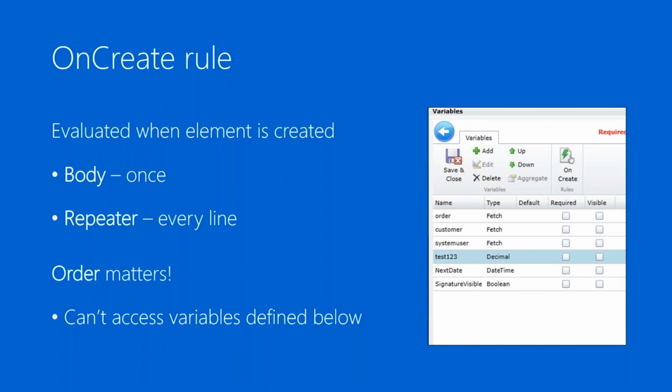In repeater, it's a little bit different. For every line of the repeater which is drawn on the report, the variable will be recreated, and therefore the onCreate rule will fire again. Another important thing about the onCreate rule is that the order of variables matters. What I mean by this is that in this variable I see only the variables above in the onCreate rule, but I don't see the 2 below. And in the signature visible rule I would see all of these variables, and I could use them.